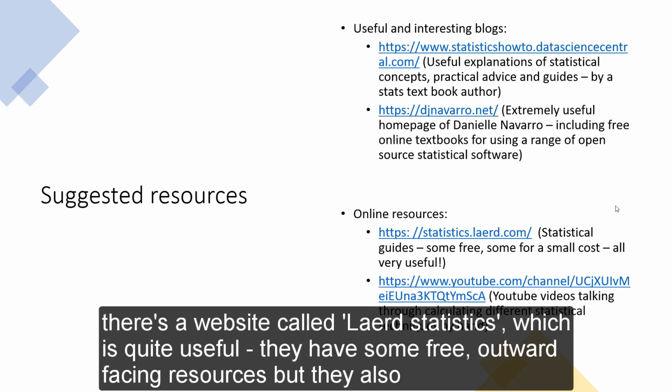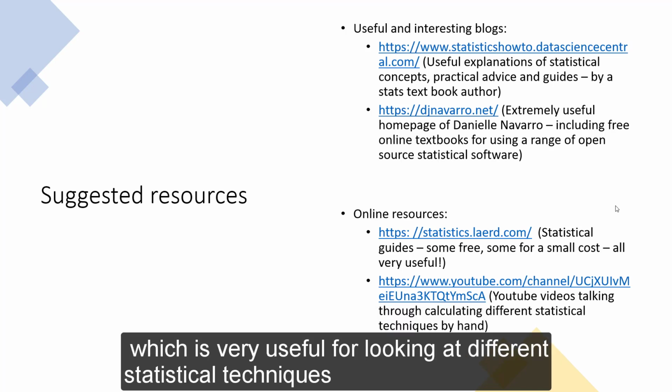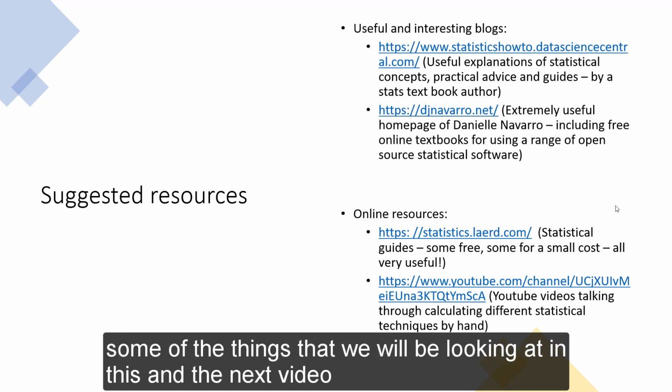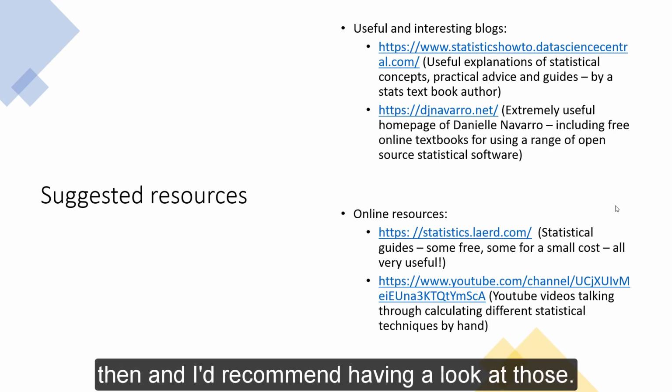There's a website called Layered Statistics, which is quite useful. They have some free outward-facing resources, but they also do have more detailed resources, but you have to pay for access to that. And then there's a YouTube channel by Eugene O'Loughlin, which is very useful for looking at different statistical techniques, some of the things that we will be looking at in this and the next video, but taking you through that calculation by hand. So if that's something you prefer to see, then I'd recommend having a look at those.